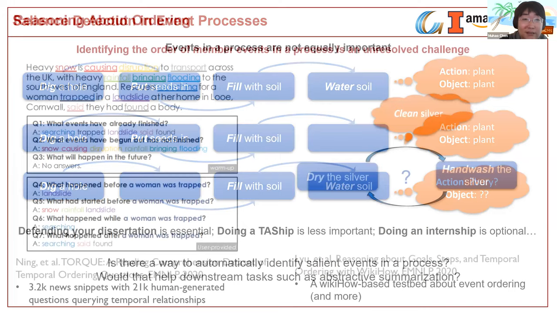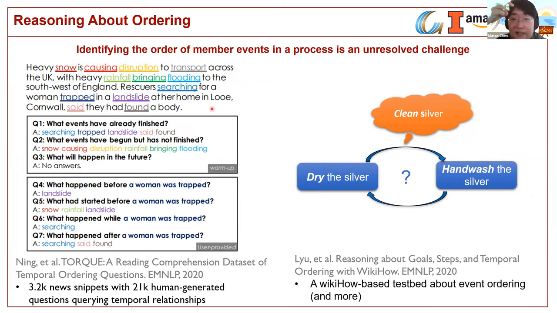And the second open problem is reasoning about the ordering of events. Considering that events in a process may not necessarily be described in the same order in a document, how to identify the correct order of member events in a process is also an unresolved challenge. For this problem, there are two recent testbeds that were both published in EMNLP. One is TORQUE, which has already been covered by Chang's talk. That is a crowdsourcing-based machine comprehension dataset. And there's also a work which is extracted from WikiHow, by Chris Callison-Burch's group.